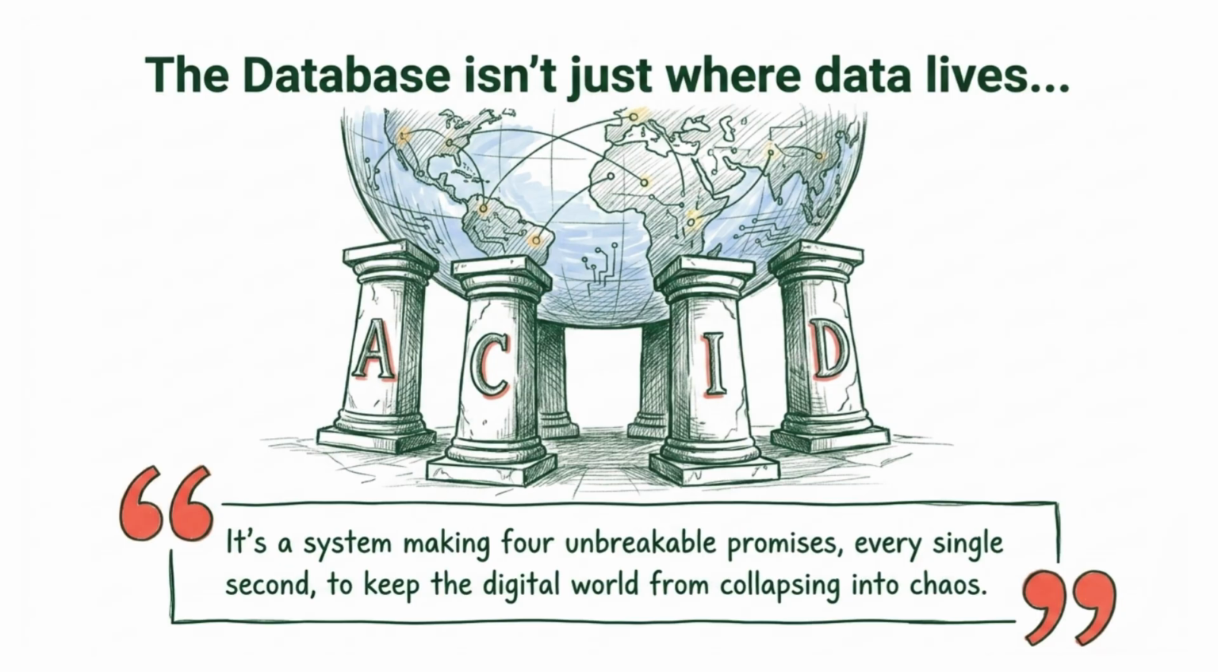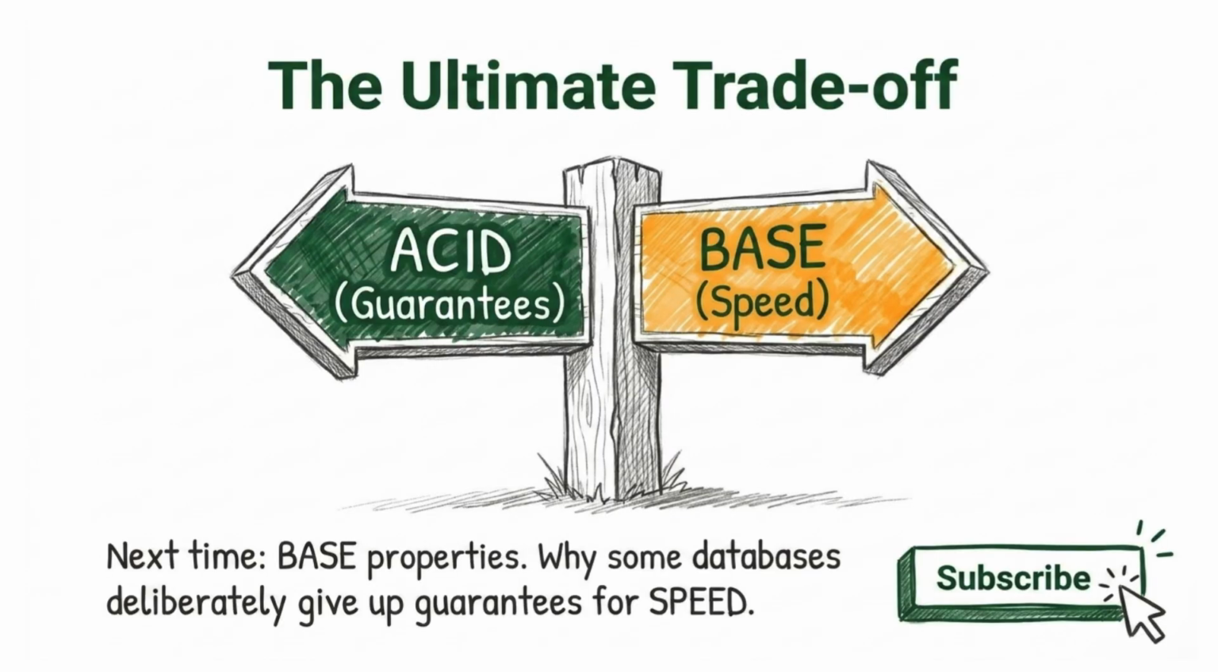The database isn't just where data lives. The deepest way to understand ACID is this. A database isn't just a storage container. It is a system making 4 unbreakable promises every single second to every single user across the entire digital world. Atomicity, consistency, isolation, and durability are the 4 pillars holding the global digital economy upright and keeping it from collapsing into chaos.